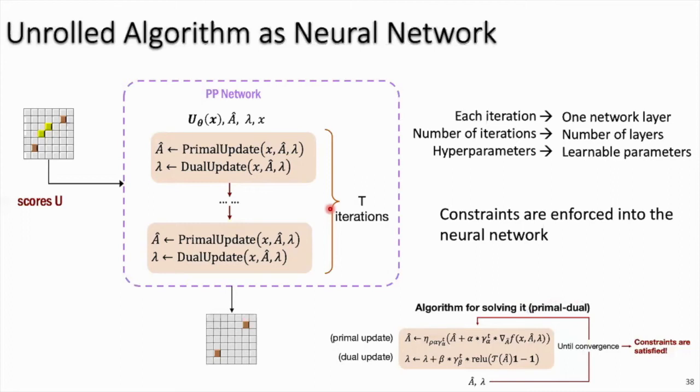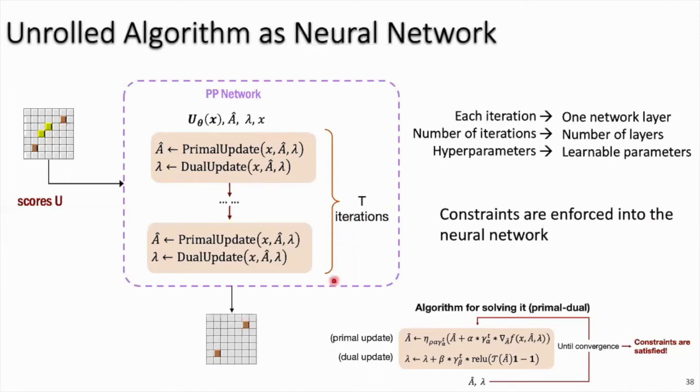So more specifically, each iteration within this unrolled algorithm will become one layer of the PP network. So the total number of layers in the PP network will be equal to the number of iterations that we unrolled. Regarding the hyperparameters, within this network, all of those hyperparameters in the original gradient algorithm, such as learning rate or learning rate decay, which are usually handcrafted, will become the learnable parameters in this subnetwork. So in other words, the architecture and the operations within this subnetwork are the same as the architecture and operations in this unrolled gradient algorithm.